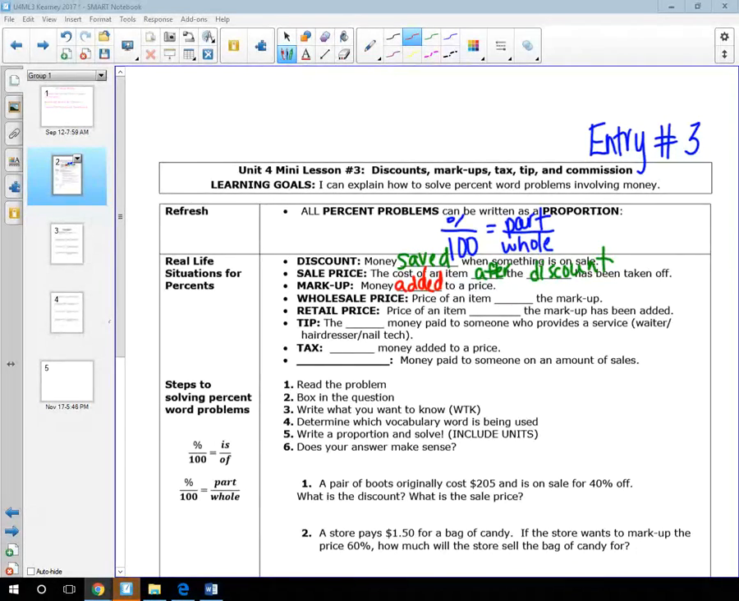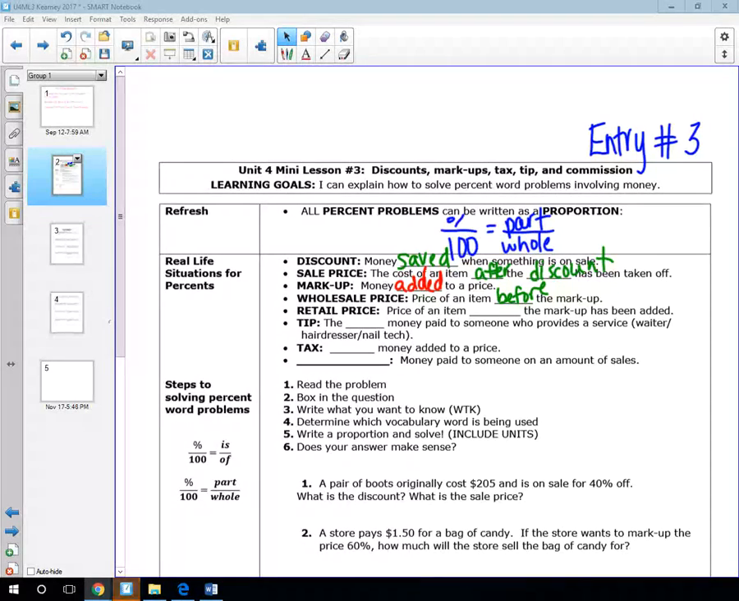Okay. Now, when my company ordered the jewelry, we paid a wholesale price. And that's the price of the item before we marked it up. That's what we paid for it. So wholesale is the price of an item before the markup.